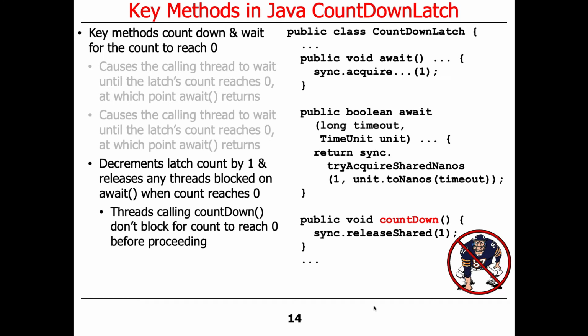Threads that call countDown don't block. Threads that call await may block if the count is greater than 0. When you call countDown, it just decrements the count. You keep going, and if the count has reached 0, then anybody who's waiting will go ahead and be released.